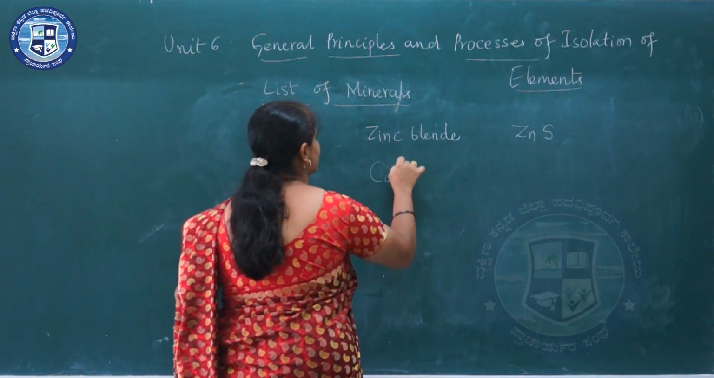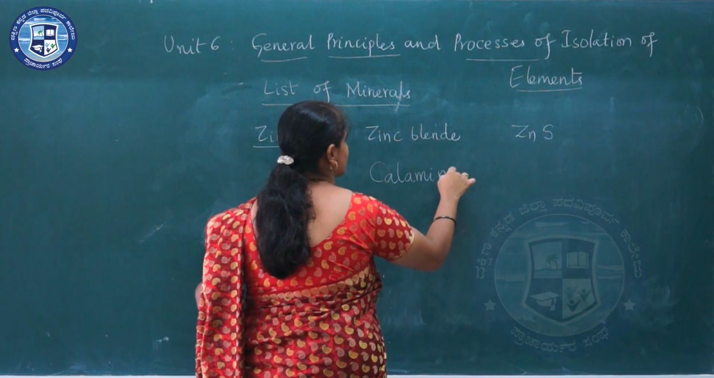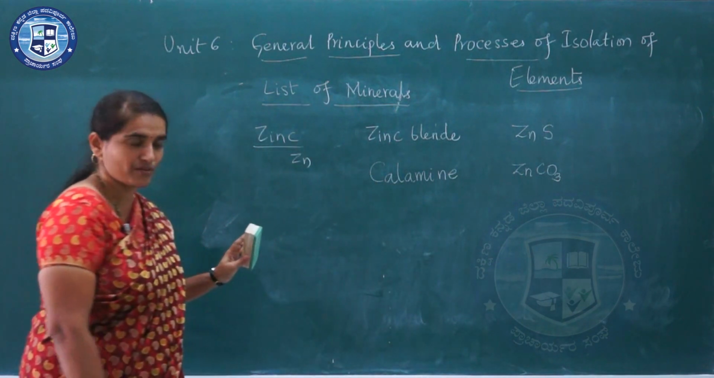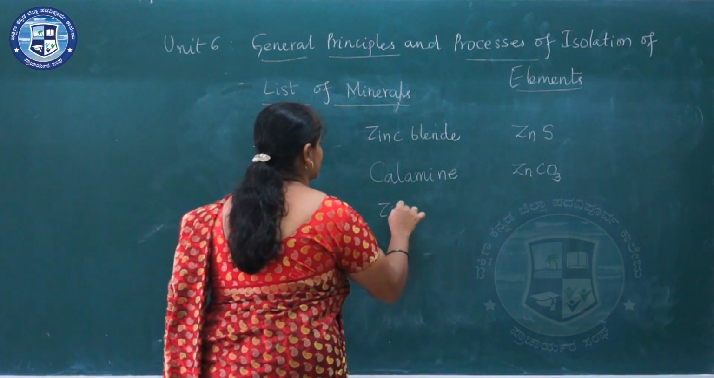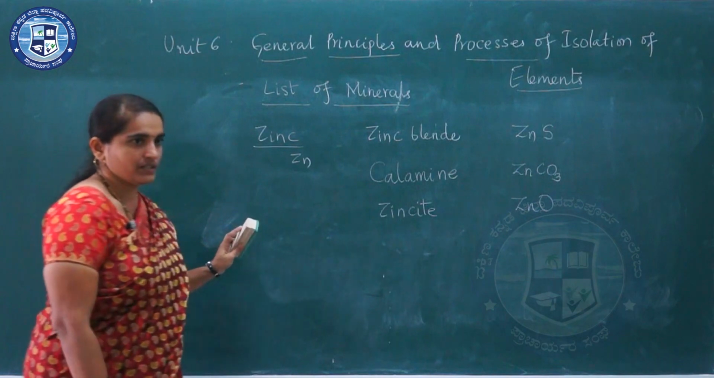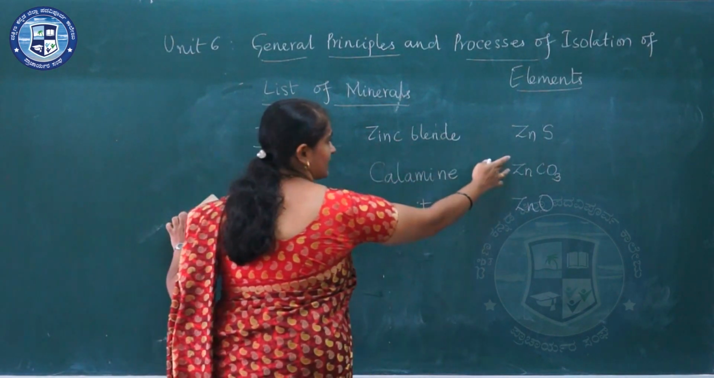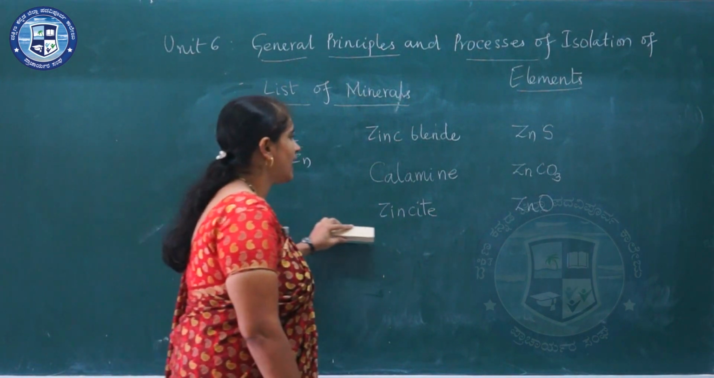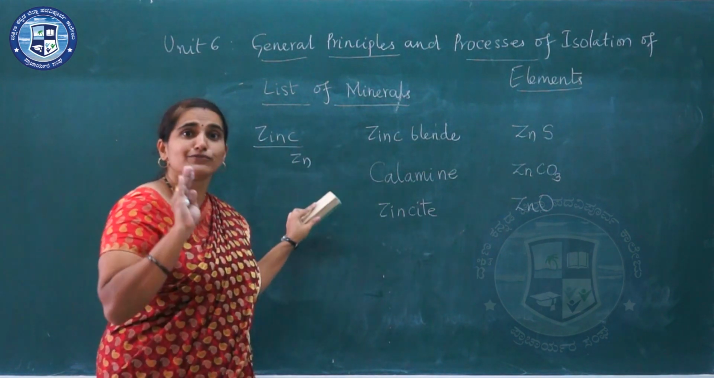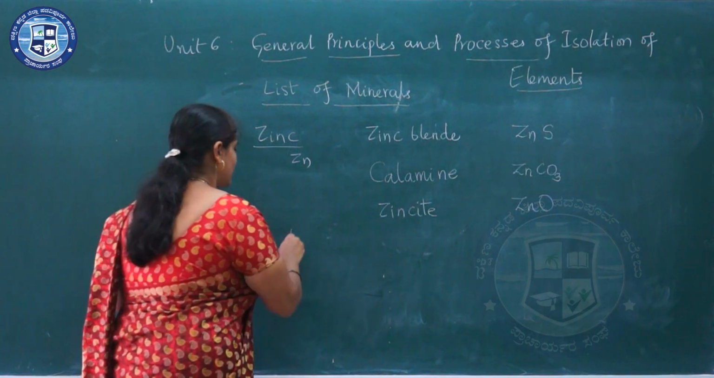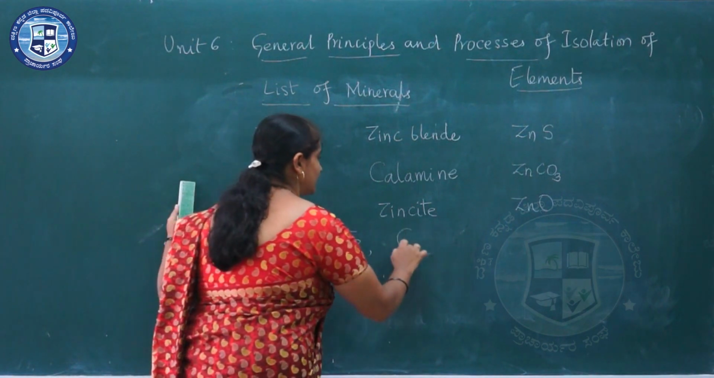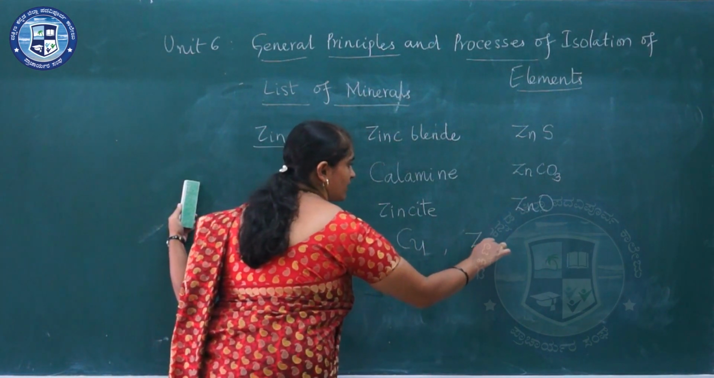Next I have calamine. You might have heard something about calamine lotion, isn't it? In the same way, it is calamine with the formula ZnCO3. It is a carbonate ore of zinc. And the last one is zincite. It is an oxide ore of zinc, which is ZnO. So now zinc blende ZnS, calamine ZnCO3 and zincite ZnO. Now students, we have listed all the minerals for these four elements, isn't it? We have listed for aluminium, Al, for iron, Fe, for copper, and lastly for zinc.